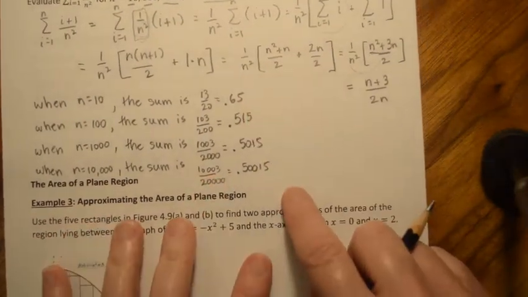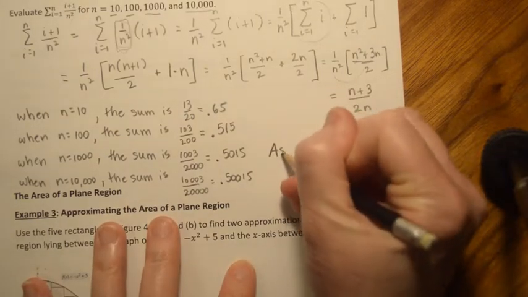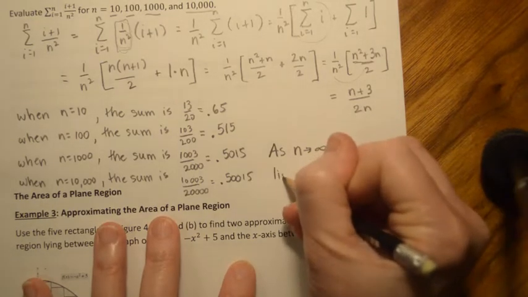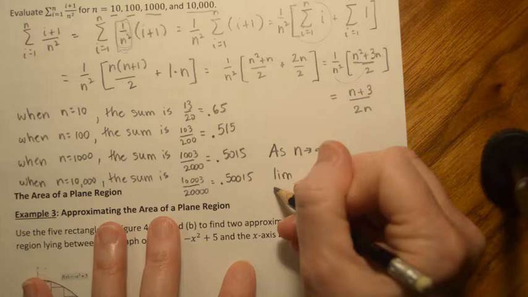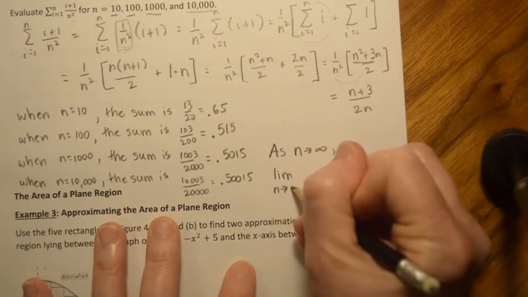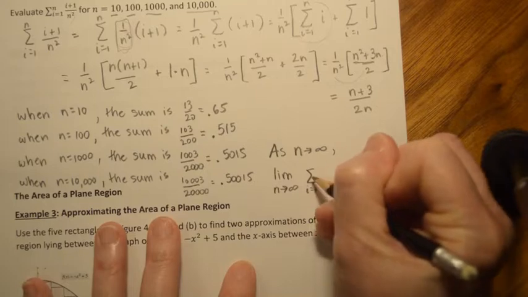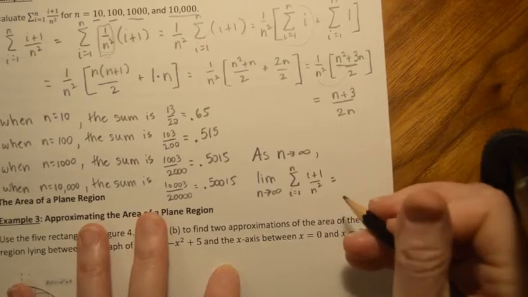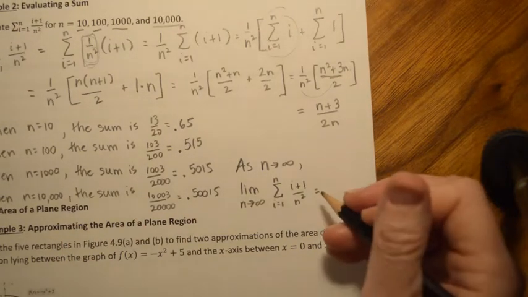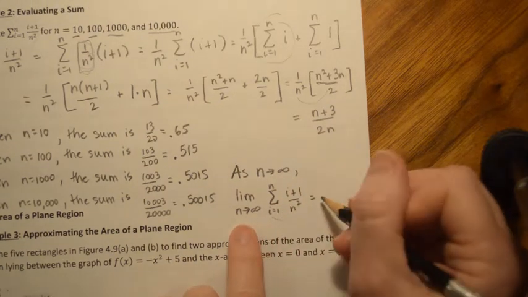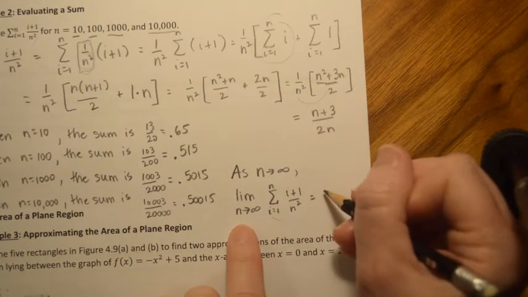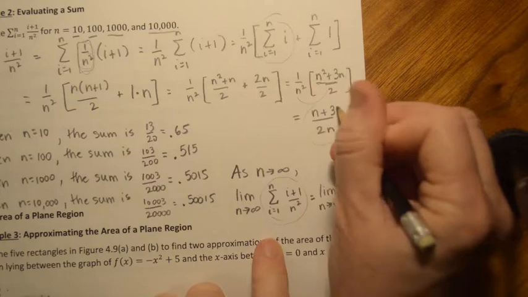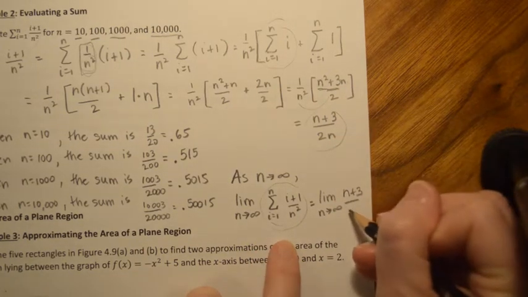So we're going to say that as n approaches infinity, right, then the limit of this sum, limit as n approaches infinity of sigma i equals 1 to n of i plus 1 over n squared, we're going to say that that is 1/2. Well, I'm just going to replace this, hold on, I'm running out of room here. The limit as n approaches infinity, I'm going to replace this with this that we got. So this is n plus 3 over 2n.